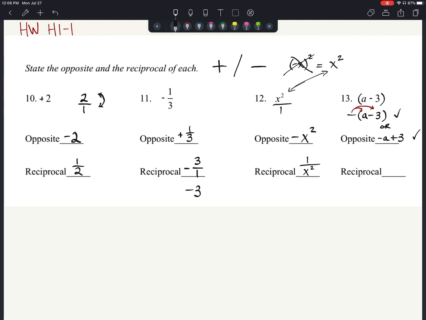Now the reciprocal, remember a minus 3 is just a number, so when it is in the numerator, that whole thing is just going to move to the denominator. So we get 1 over a minus 3. That's our reciprocal. That's one that people tend to miss a little bit here at the beginning as we're dusting off all our math skills from summertime.